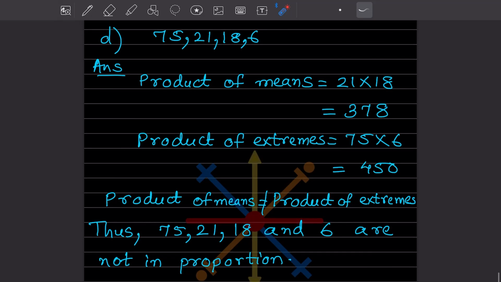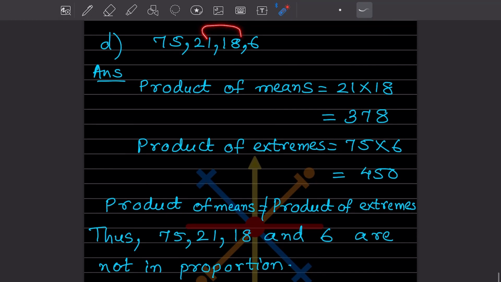Now again the same over here. These are the extremes, and these are the means. So only use the formula, I think. But here what you can see now is 378 when you're doing the product of means, and this is 454. So these are not equal. So they are not in proportion.